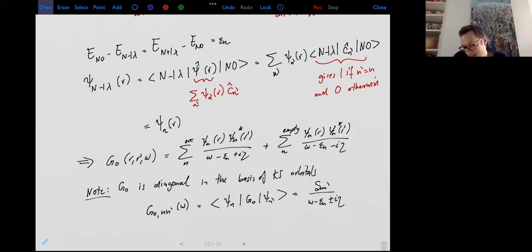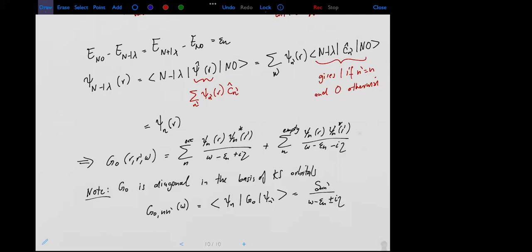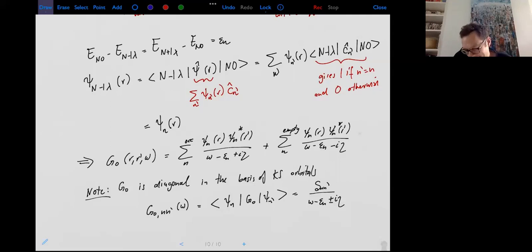Yeah, I guess that's a fair question, and that is one of the issues why these GW calculations are hard to converge, because you have these empty state summations. So let's say you're interested in a particular frequency, omega. Then obviously, if the energy of a state is very far from the Fermi level, then that term will be quite small.